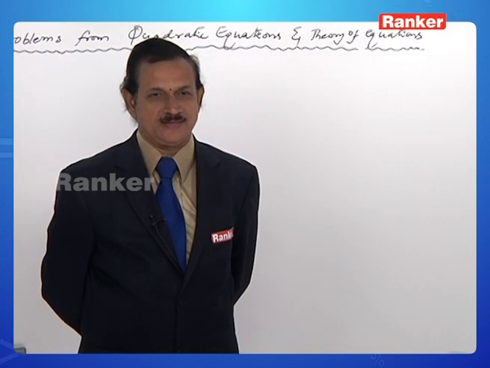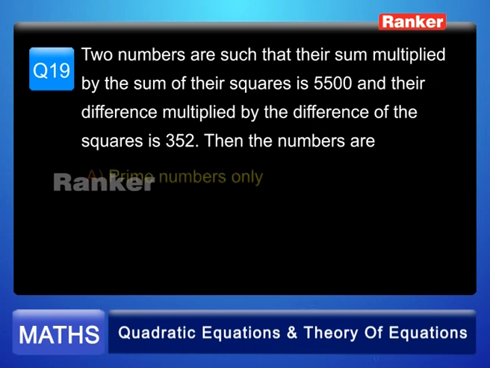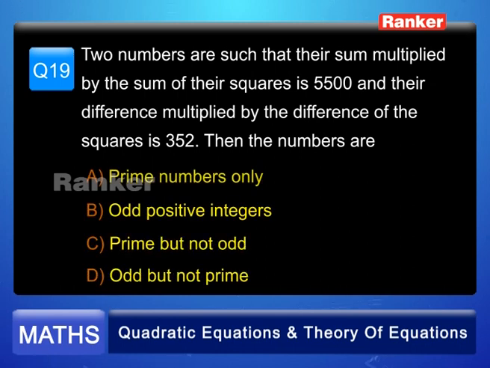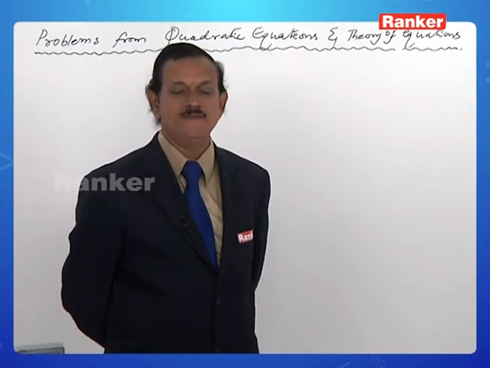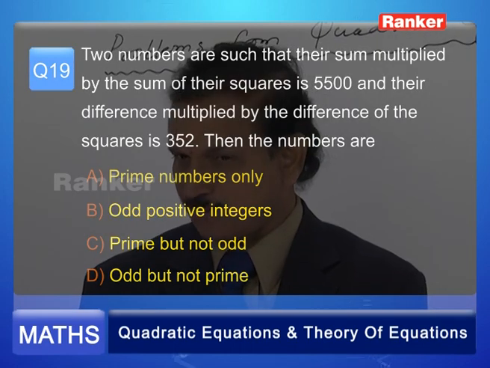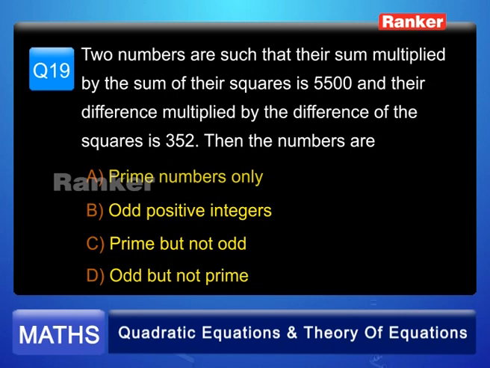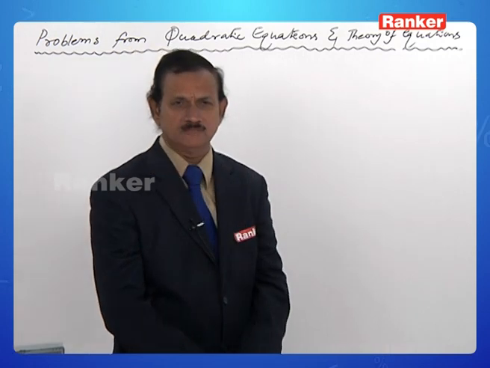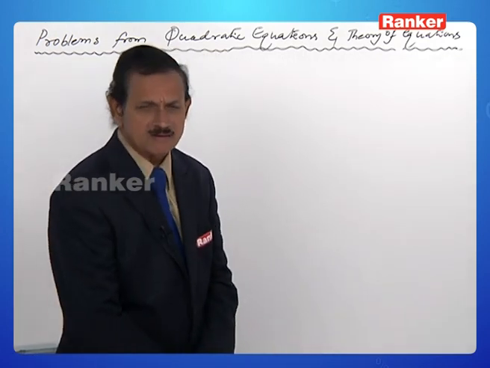Let us get ready to look at the next question, question number 19. There are two numbers which are such that their sum multiplied by the sum of their squares is 5500 and their difference multiplied by the difference of their squares is 352. Then the numbers are, he has given four options. The first option is prime numbers only, then odd positive integers. Option C is prime but not odd, and the last is odd but not prime. These are the options. In this problem, elementary algebraic calculations are involved.